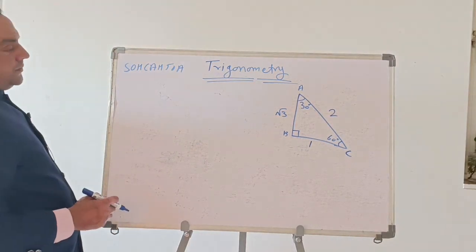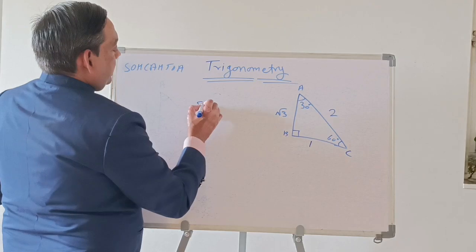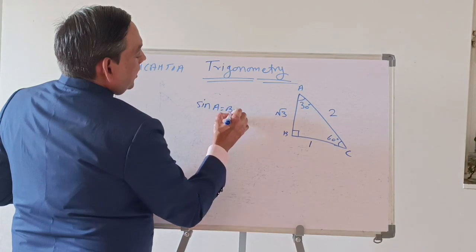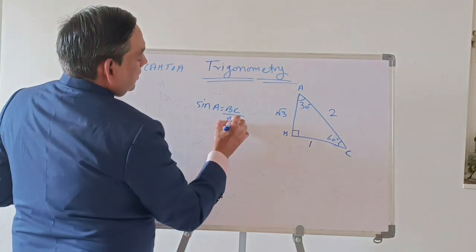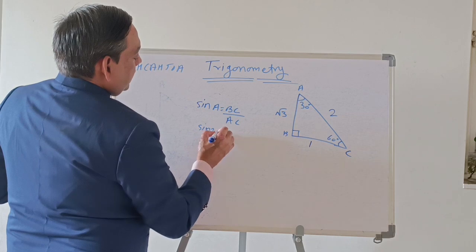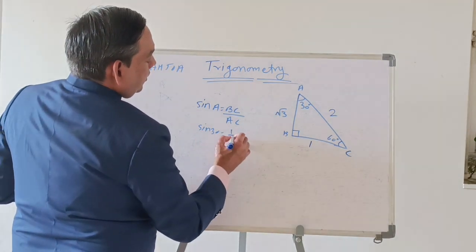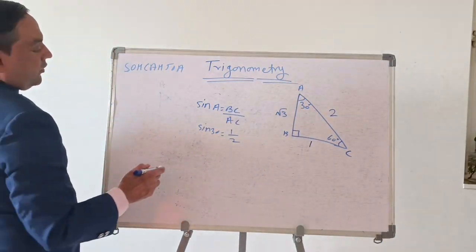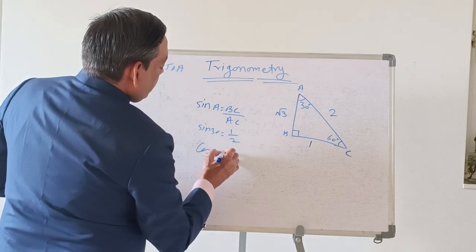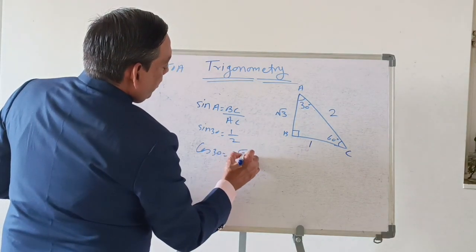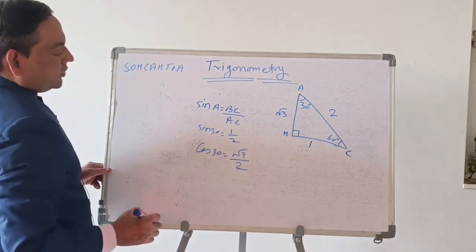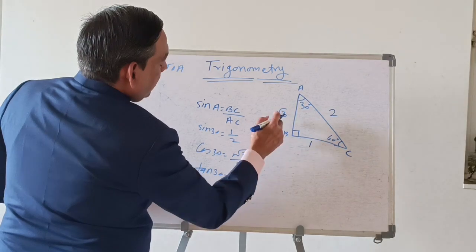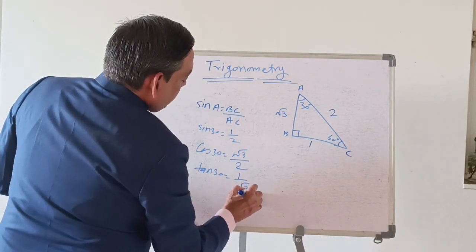The same formula, okay, sine A is equal to BC upon AC. So here sine 30 is equal to 1 upon 2, opposite over hypotenuse. Same way cos 30 is equal to adjacent upon hypotenuse, that is root 3 upon 2. Same way tan 30 is equal to opposite over adjacent, which is 1 over root 3.